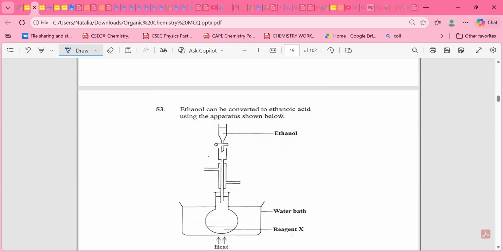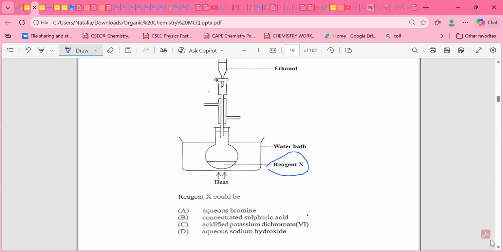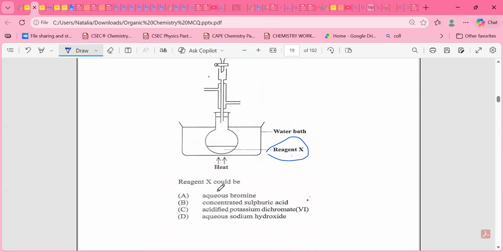Ethanol can be converted to ethanoic acid. Now you need to understand that this reaction is called oxidation. In oxidation, we boil the ethanol with an oxidizing agent. The oxidizing agents that we use are acidified potassium manganate, which during this reaction will turn from purple to colorless, or we can use acidified potassium dichromate, where we're moving from orange to green. Reagent X would be, which one of them are we using?